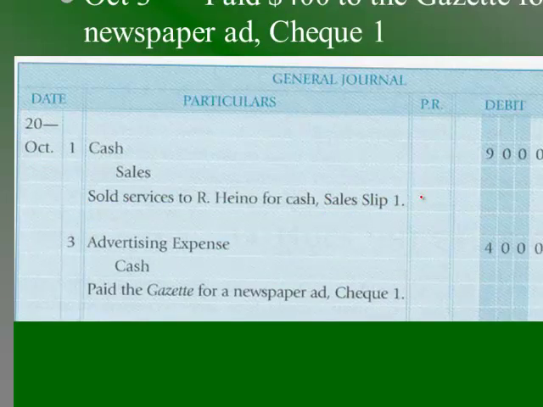The second transaction on the 3rd. Advertising expense is the debit account, and the amount is $400. The credit account is cash, and under the credit column we have $400. The description is, paid the Gazette for a newspaper ad with check number 1. Make sure you put any details regarding checks or sales slips.